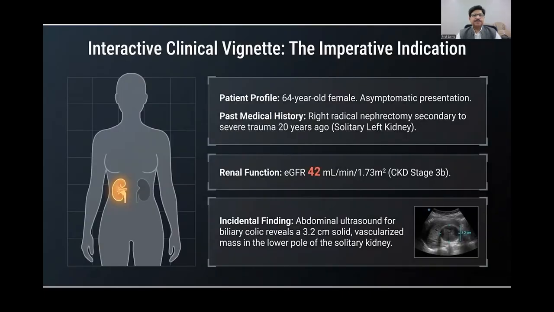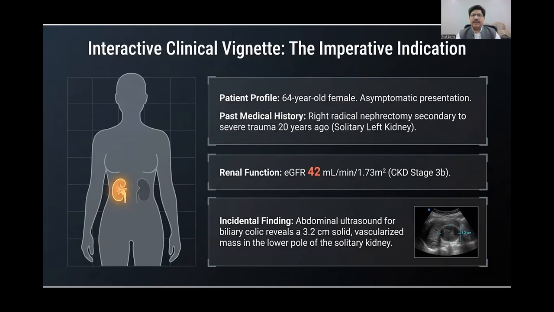Now you see, an interactive clinical vignette. I am giving another case now. A patient profile: a 64-year-old female, asymptomatic, and it is a routine screening of the abdomen. We found a mass. She had a right radical nephrectomy secondary to severe trauma 20 years back. What happened? She had a severe trauma and one kidney was removed. Now she is left with only one kidney.